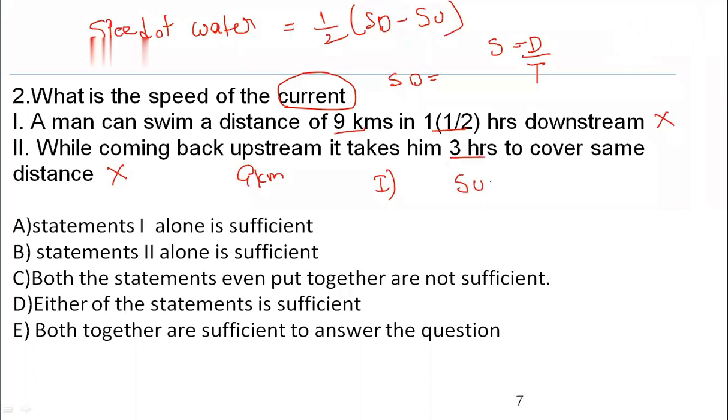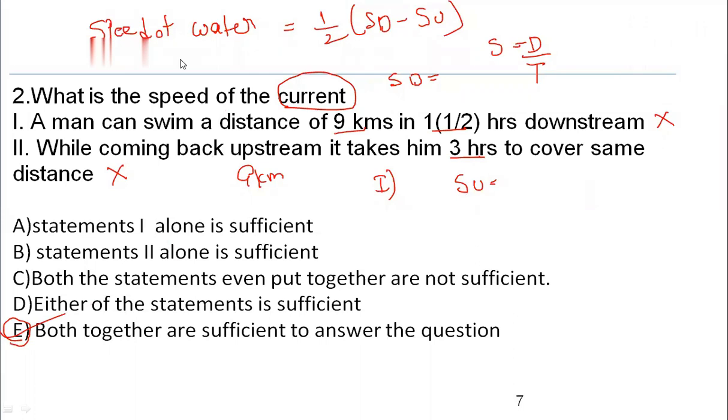We can answer what is the speed of upstream. Combining both the statements, we can find out the downstream speed and the upstream speed. So combining both the statements, we can answer the question. Okay, so what is the answer option, guys? Both the statements are sufficient to answer the question.